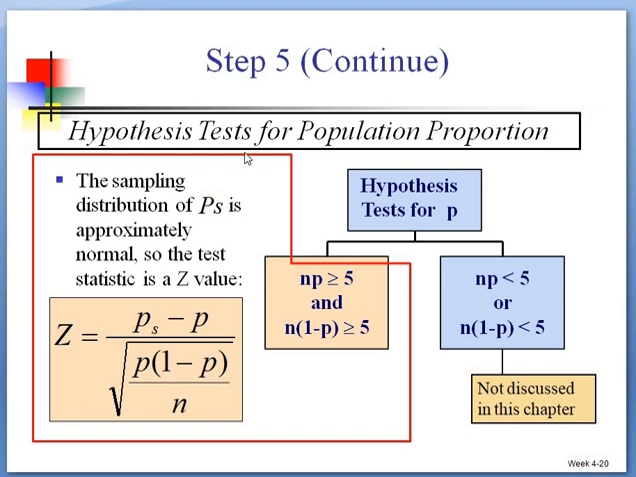Next, we'll go to hypothesis test for population proportion. If you still remember in chapter 8, we have discussed when n multiply p is greater than or equal to 5, and n multiply 1 minus p is greater than or equal to 5, then we can use the population proportion formula, which is the sample proportion minus the population proportion, divided by the square root of the population proportion, multiply 1 minus p, divide n, the sample size.